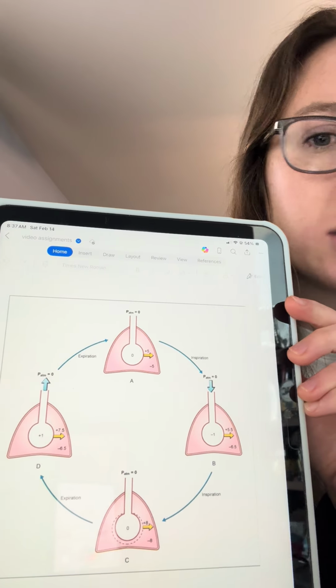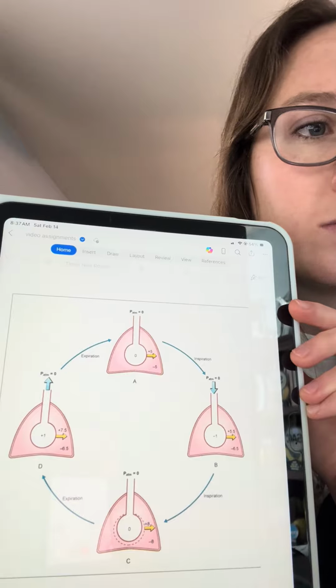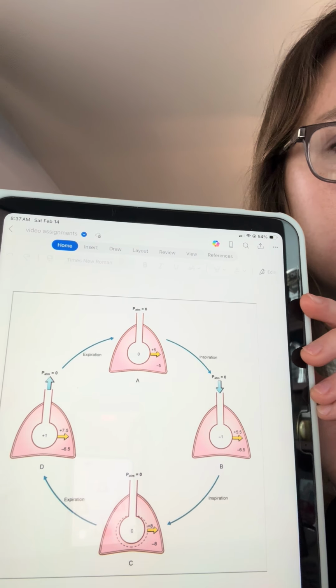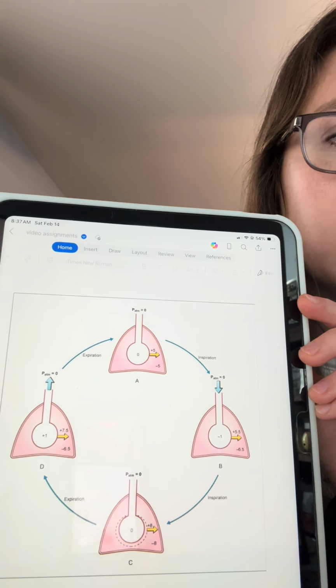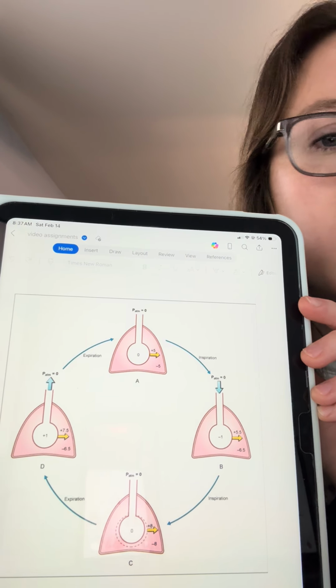So we're going to use this diagram to walk through these pressure changes. If we start at point A, this is when we have no air moving in or out. The alveolar pressure is 0, which is equal to the atmospheric pressure, which is also 0. Our transpulmonary pressure is +5.